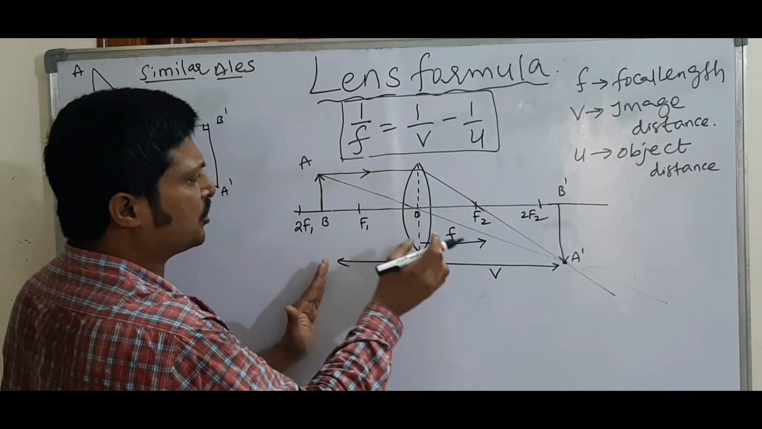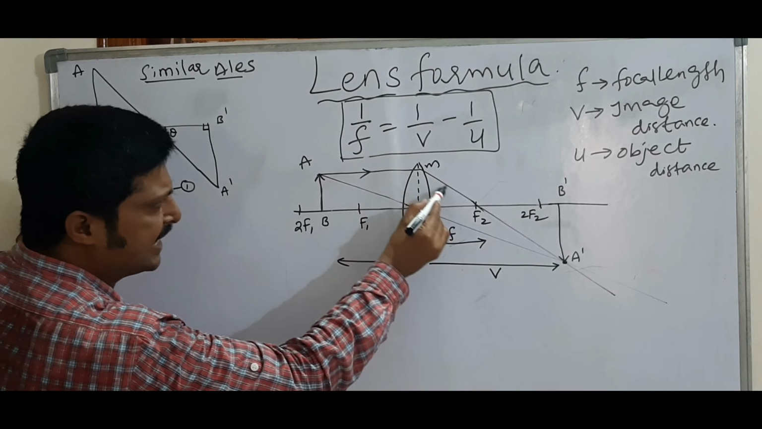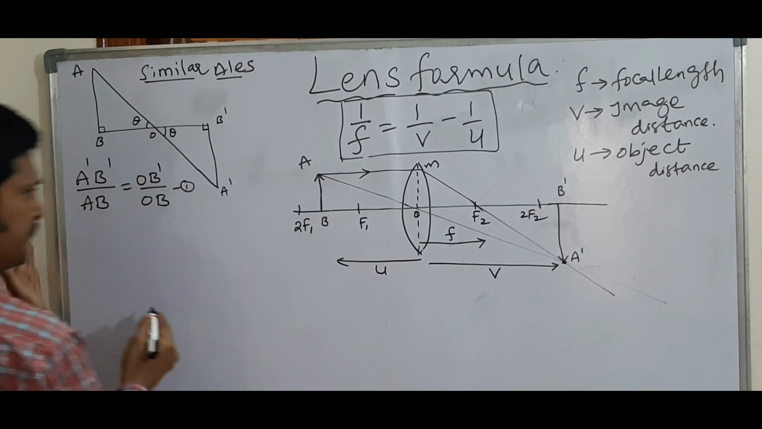So this is O, here point is M. Now I am considering this triangle. See here, this triangle.